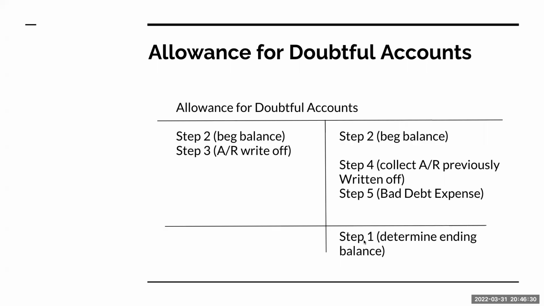Our first step is we're going to come down here and determine that ending balance. We're then going to put in the beginning balance. It might be a debit, might be a credit. Then, if we have any accounts receivable write-offs, or any AR previously written off, our next step will always be to record bad debt expense.